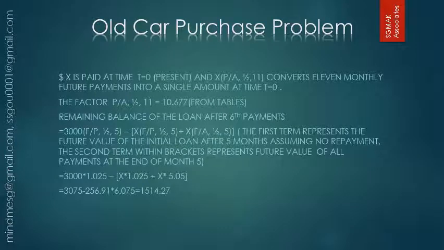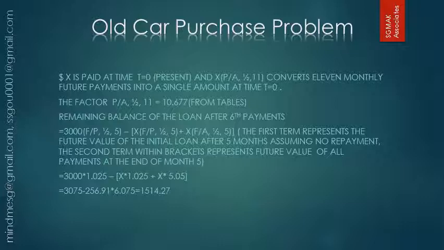Moving on, a better explanation. X is the amount paid at time 0, the present, and X times P over A, 1/2, 11 converts 11 monthly future payments into a single payment at time 0. The factor equals 10.677, from a standard table. Any textbook will give you that, or you can do an internet search and get the factor. Now the question is to find out how much is the remaining balance after the sixth payment is made. What's the remaining balance of the loan?